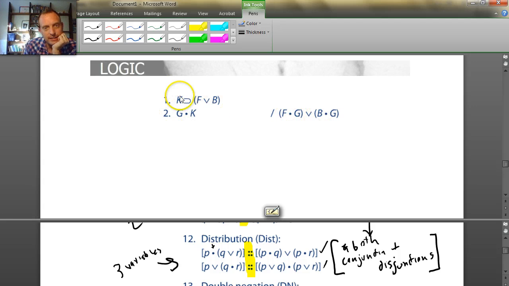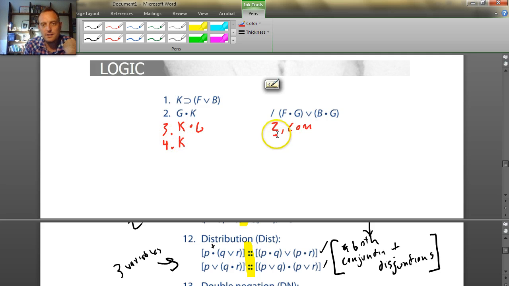It's not quite clear here, but notice if I can get K, I could get this F and B. Here's an F and a B. Here's a K here. Wait a second. If I can do a commutation and then a simplification, I can get the K and do a modus ponens. So let's do that. Line 3 here is going to be K and G. That's line 2, commutation. Line 4 here is going to be K. Line 3, simplification. Now I can unlock this using the rule of modus ponens.